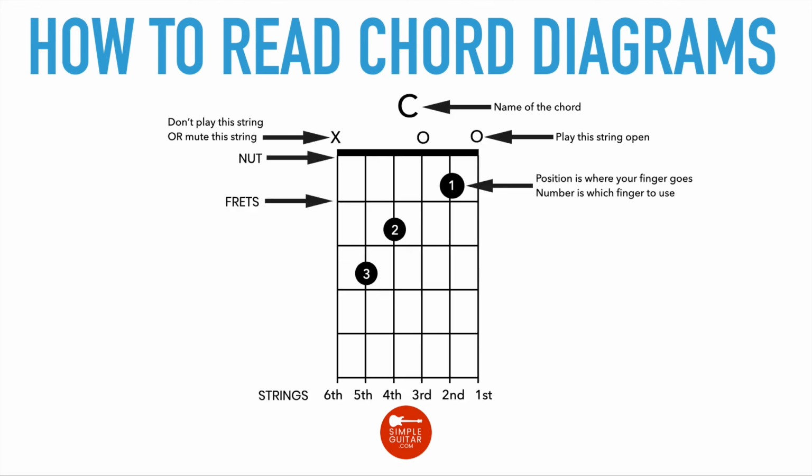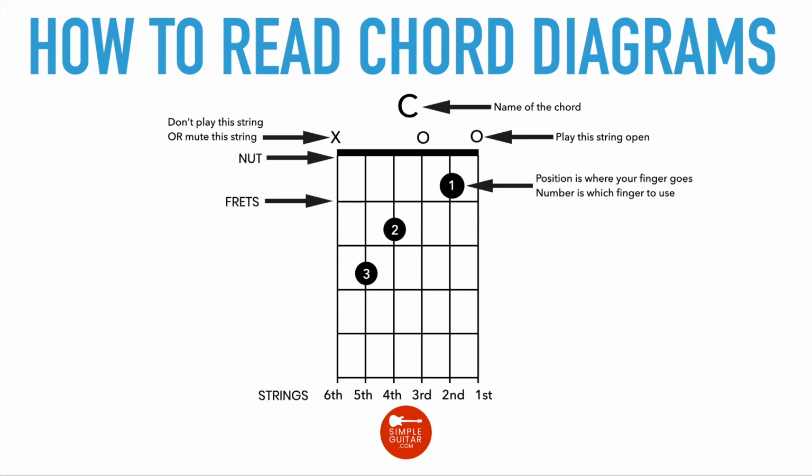So quick review, above your chord diagram, you're going to have the name of the chord. And so you've got your major chords, your minor chords, your 7th chords, your minor 7th chords, and all sorts of other different ones. We'll go over those later. But the name of your chord is above it. The top thick black line is the nut of your guitar. The other horizontal thin lines are your frets. Your vertical lines represent the strings of your guitar.